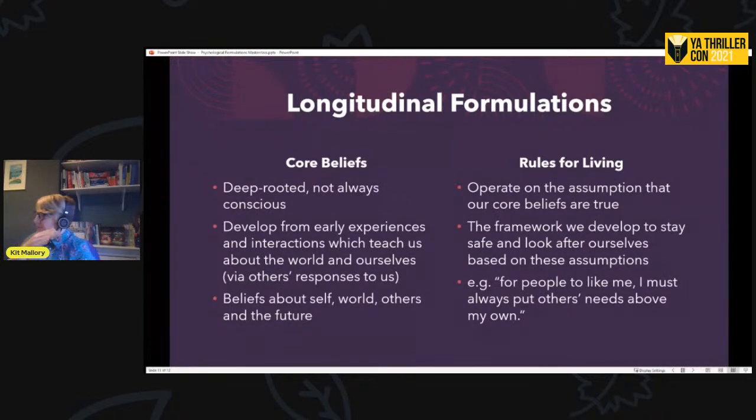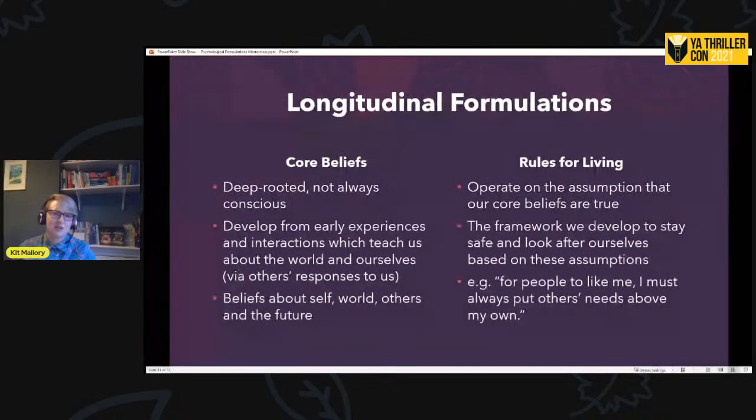So we start with our core beliefs, and from our core beliefs develop our rules for living. Our rules for living, again, not always super conscious, we're not always super aware of them, but they are the framework that we develop on the assumption that our core beliefs are true facts. They're the framework we develop to stay safe and look after ourselves based on the assumptions of our core beliefs. So for example, for people to like me, I must always put others' needs above my own. To succeed in life, I must always be hard on myself. These play out on a day-to-day level, in the way we interact with situations, the way that we think, and the emotions that the situations we're in day-to-day trigger for us. We carry them with us all the time.